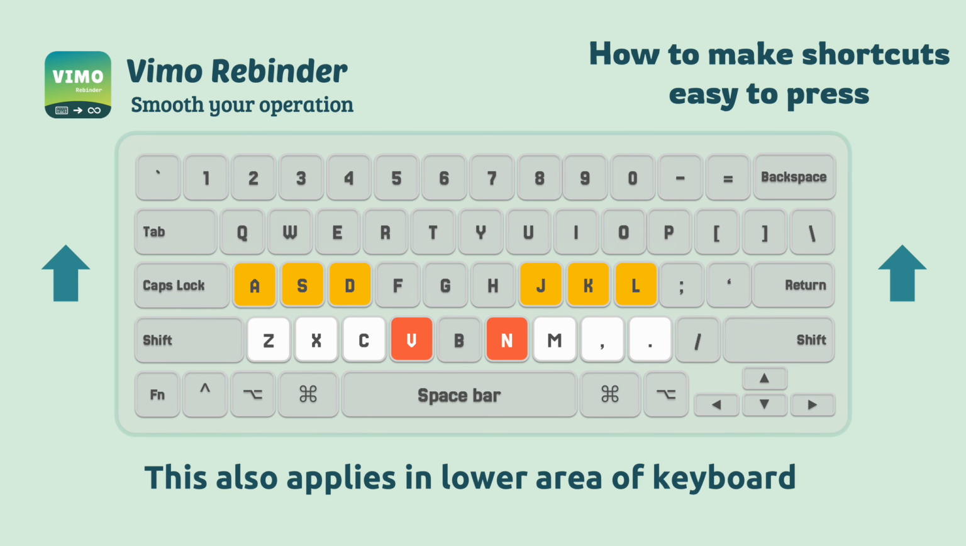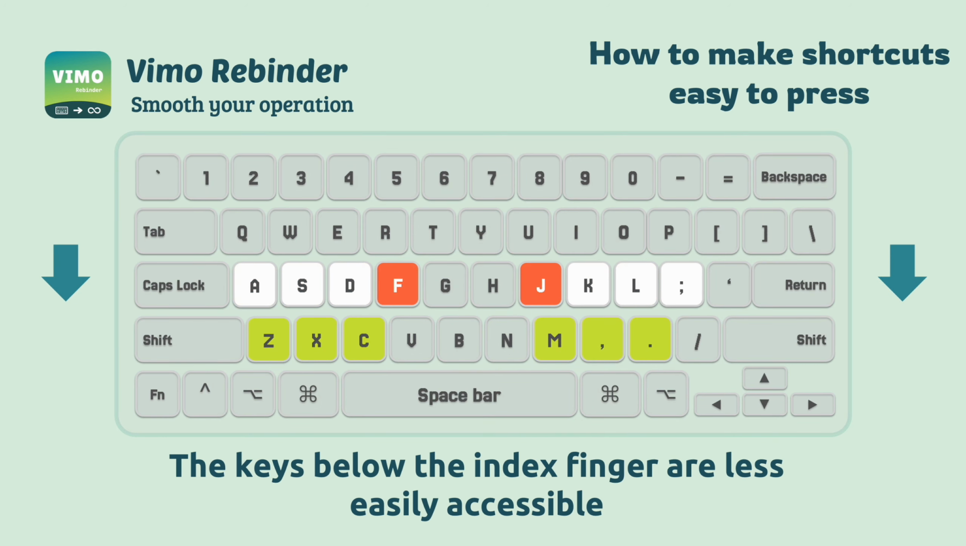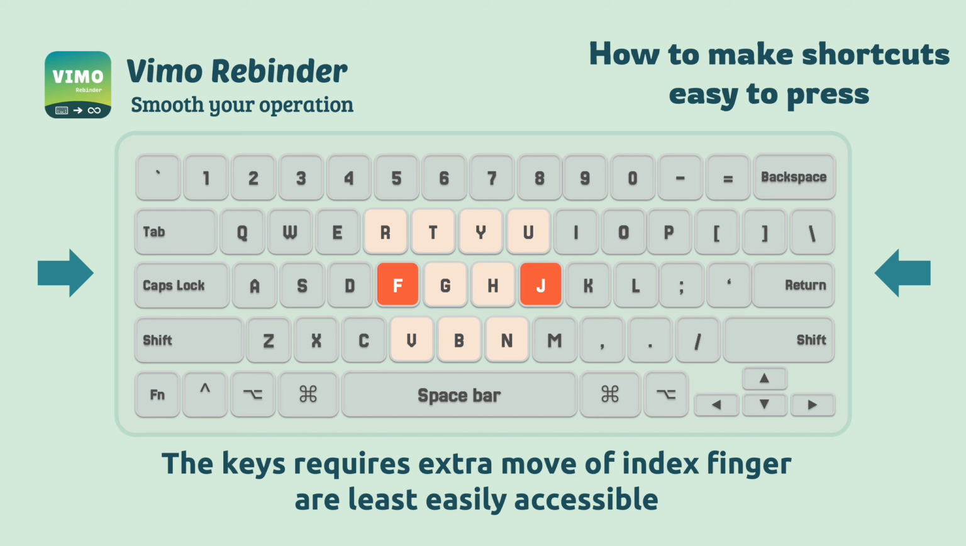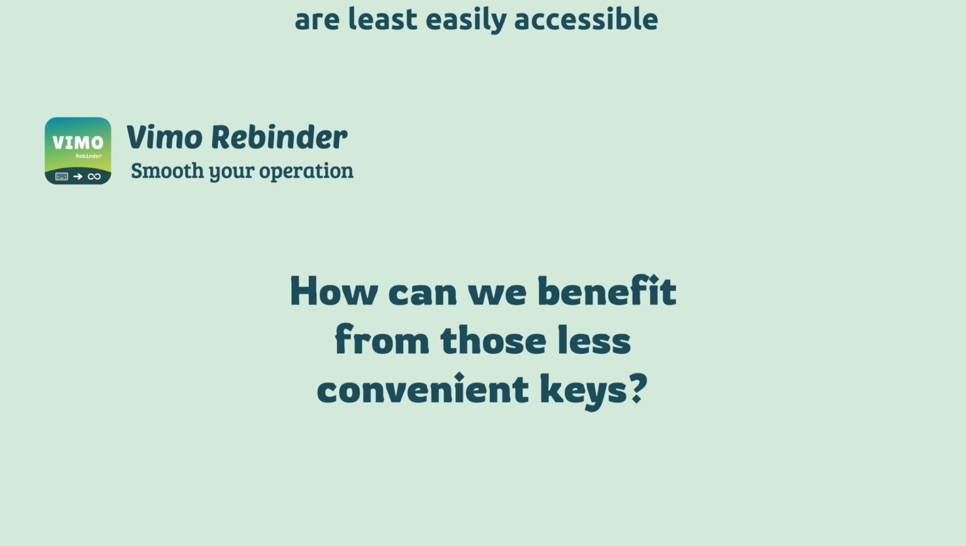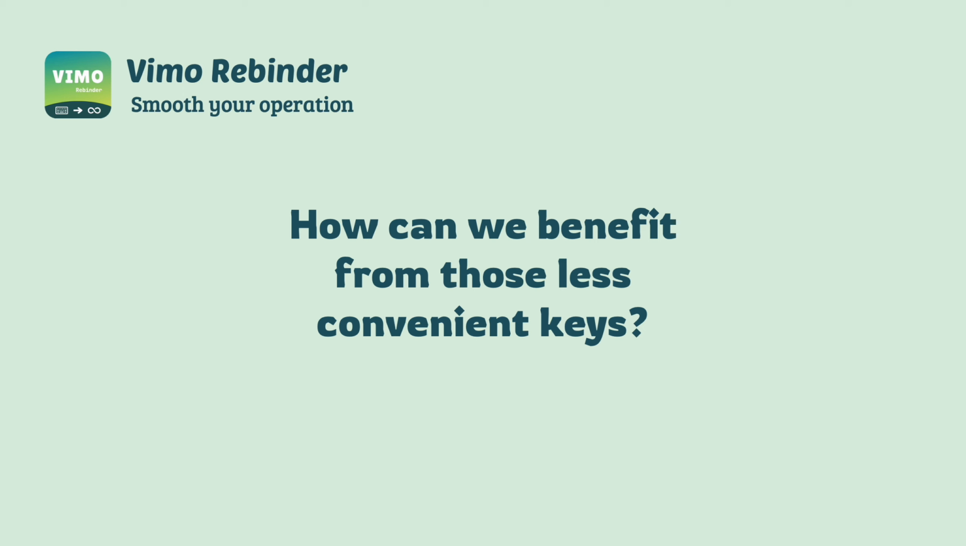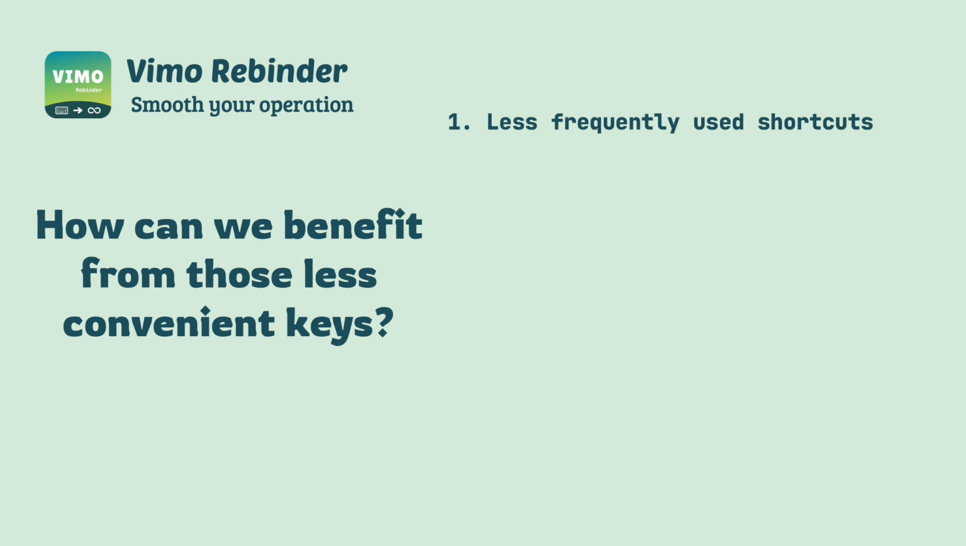Additionally, this principle applies to the lower area of the keyboard, as dictated by the hand structure. In contrast, the keys below the index fingers are less easily accessible, so we can assign some less frequently used rebind shortcuts to them. Keys that require extra movement of the index fingers are the least easily accessible. So, how can we benefit from these less convenient keys? Firstly, we can assign some less frequently used rebind shortcuts to them.